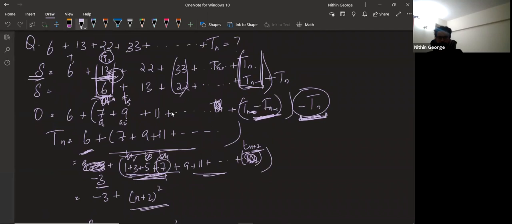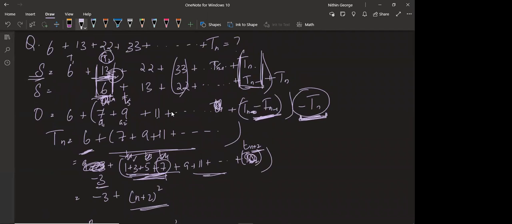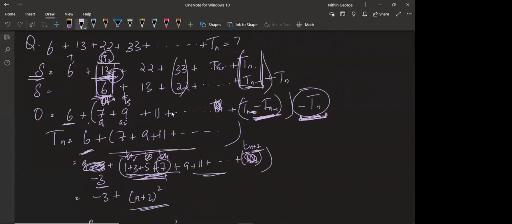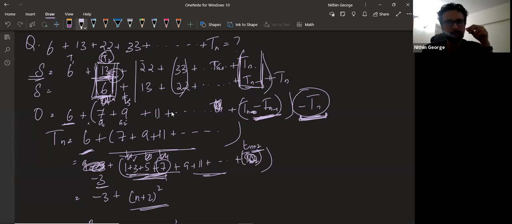But if you have doubts, please ask me. How did you get n plus 2 whole squares? So here, we are looking at a bunch of terms as Tn, right? Tn is 6 plus this difference, 13 minus 6, 22 minus 13, 33 minus 22. So here I find a bunch of terms in AP. This is the first term in the AP, the second term in the AP, this is the third term in the AP, up till the nth term in this AP. Is that much clear?